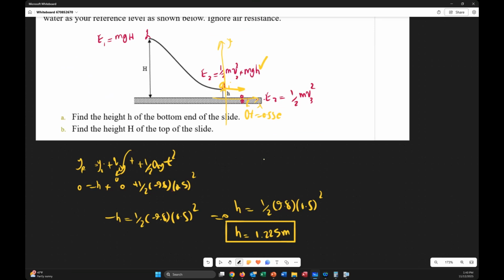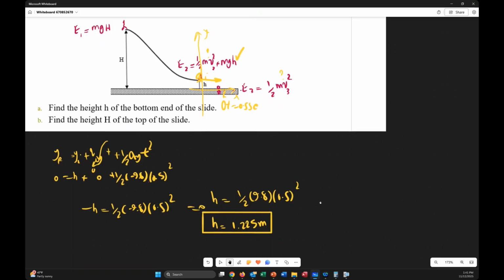Do I have velocity v2? You see, go back to the equation here. Do I have v2? No. Do I have v3? No. How can I calculate v3 or v2? One of them. I will put it into the velocity equation.